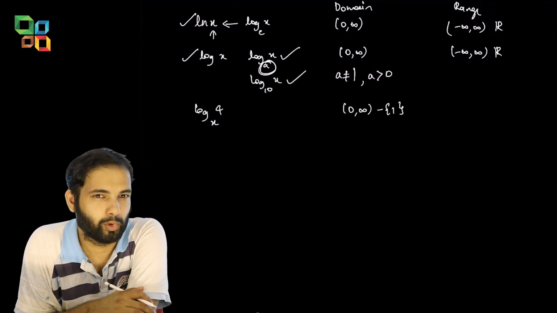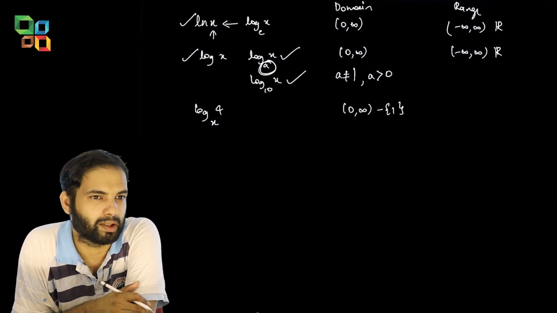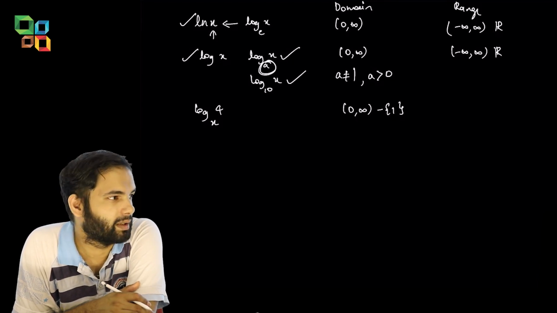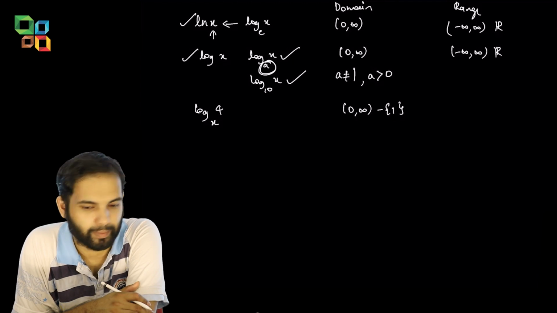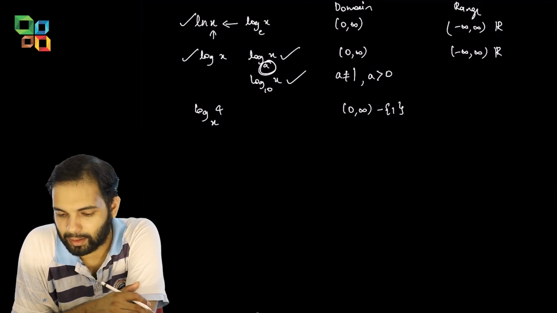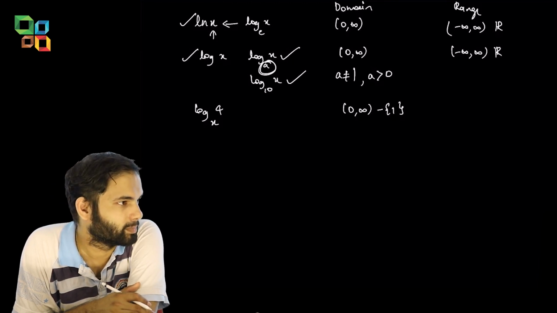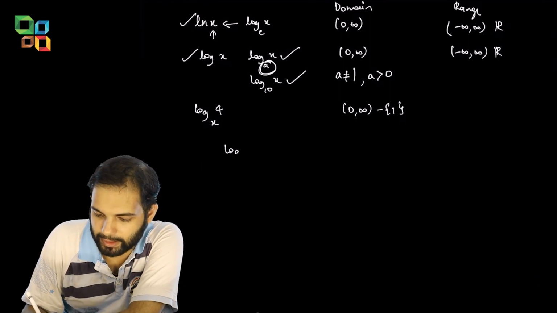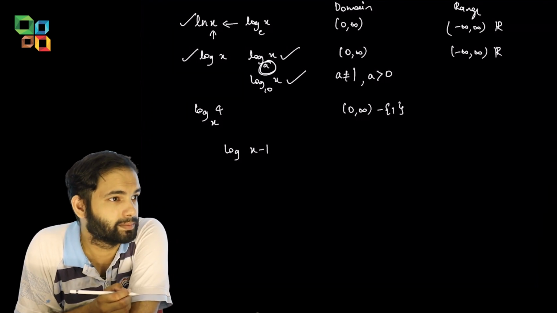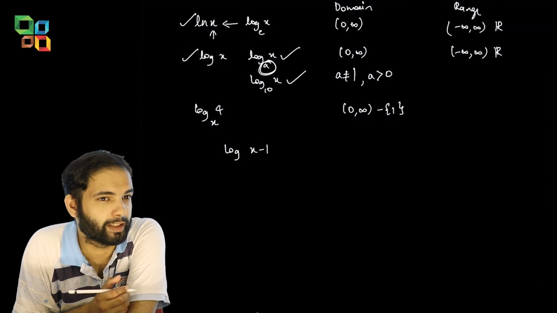Okay. More in detail, we'll learn when we are taking up the chapter on logarithms. Just to mention the domain and range, I'll just tell you. So the condition on the base is that it cannot be equal to 1. And for the argument, it should always be positive. Right? For example, if I tell you to find the domain of log of x minus 1, what is the domain? Log of x minus 1, what is the domain?